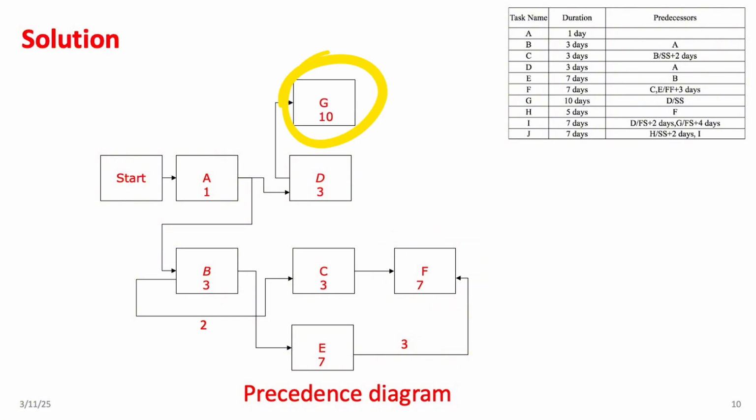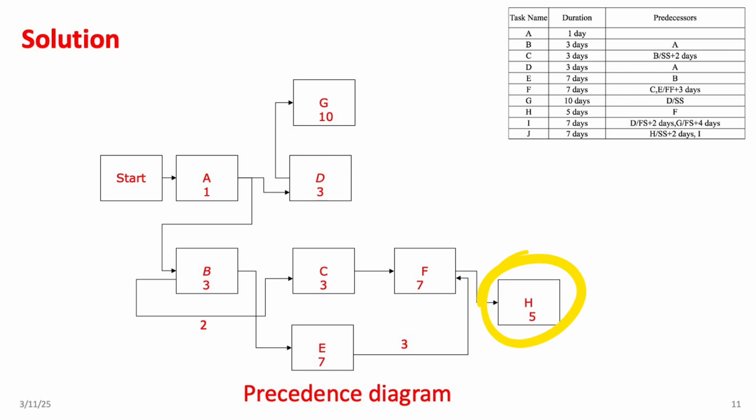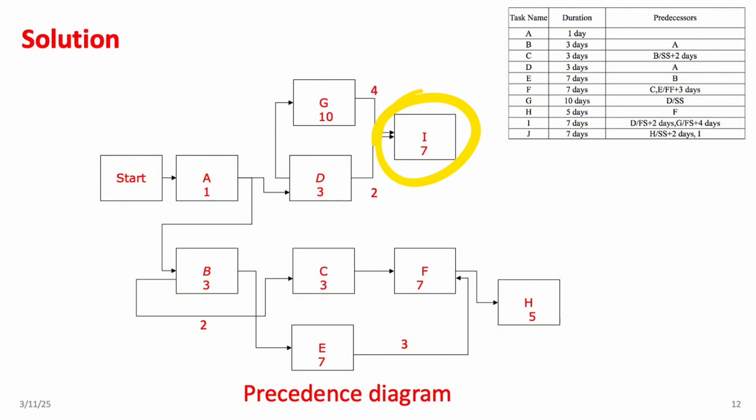Alright, moving along, we have activity G, which follows activity D using a start-to-start SS logic. Then we have activity H following F, via a finish to start FS logic. Now, let's take a look at activity I. This one takes 7 days and has 2 predecessors. The first is activity D, which follows an FS logic with a 2-day lag. The second is activity G, which also follows an FS logic but with a 4-day lag.